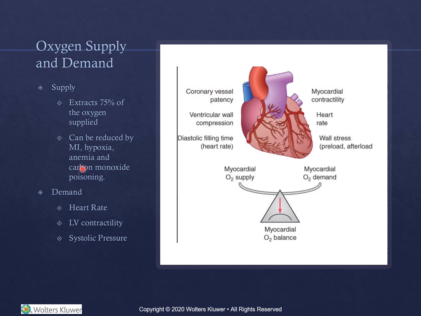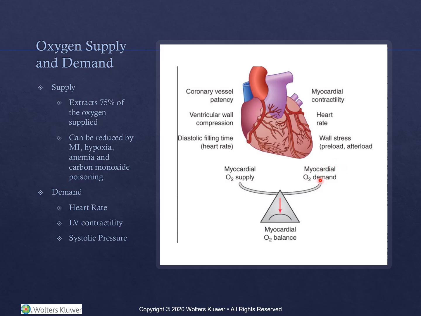But if we have something like an MI, myocardial infarction, that blocks one of these arteries, or if we have hypoxia, where we have an overall systemic drop in oxygen, or if we have a patient who is anemic and so has a reduction in oxygen carrying capacity, or someone with carbon monoxide poisoning, where oxygen on the hemoglobin has been replaced with carbon monoxide, those people will have a significant reduction in myocardial O2 supply. So again, those are things that can reduce the amount of oxygen that's supplied to the myocardium.